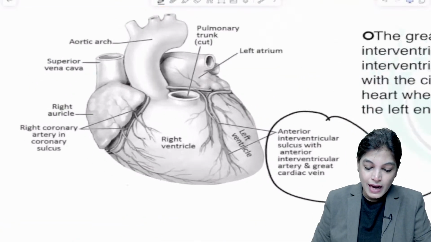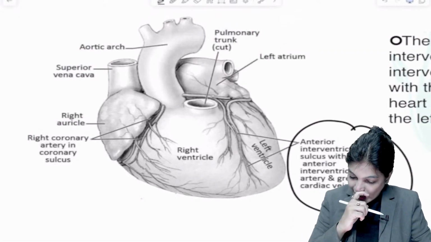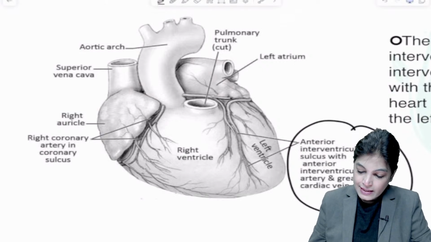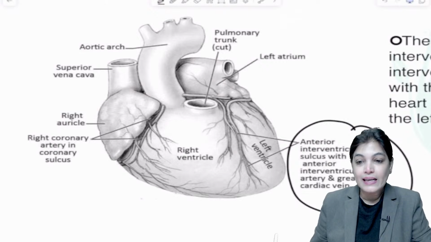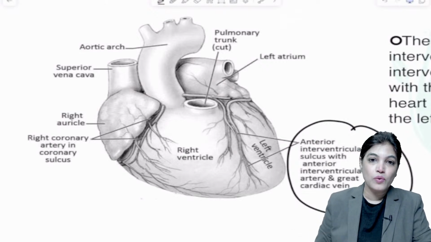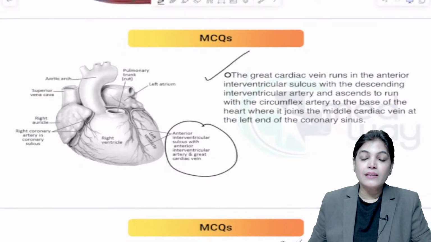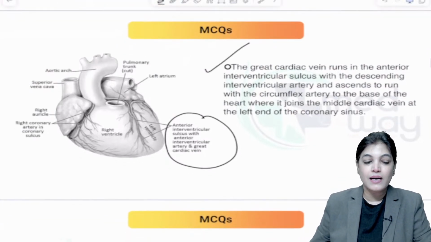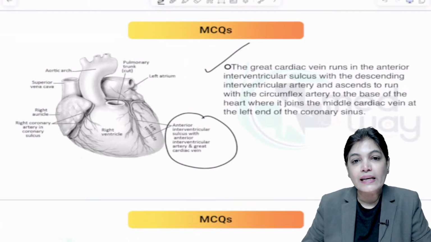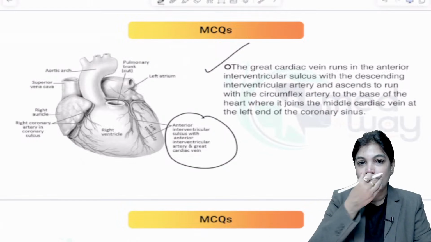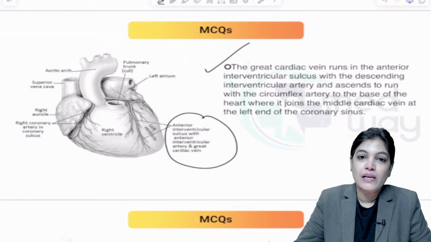So what will be the answer? I am just enlarging this. This is another image where you can see the correct answer. So we can see this groove is the anterior interventricular groove, and we have got the great cardiac vein running along with the anterior interventricular artery in this groove. Okay. Now, the great cardiac vein will be the right answer. If the great cardiac vein is in the options, we'll mark great cardiac vein as the right answer, which is running in the anterior interventricular groove and sulcus along with the anterior descending interventricular artery.